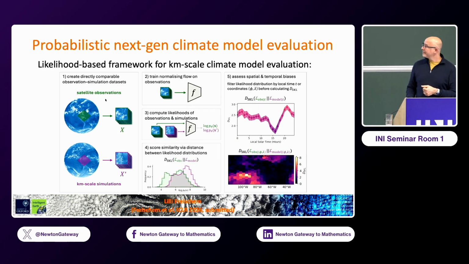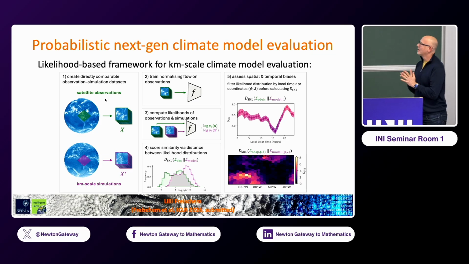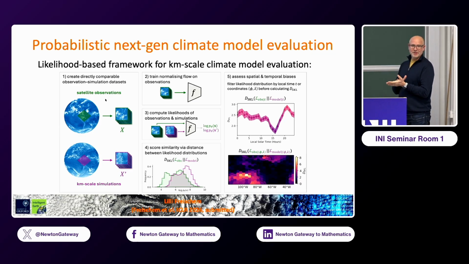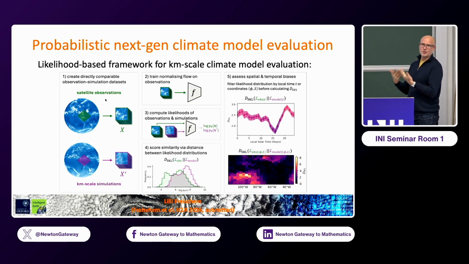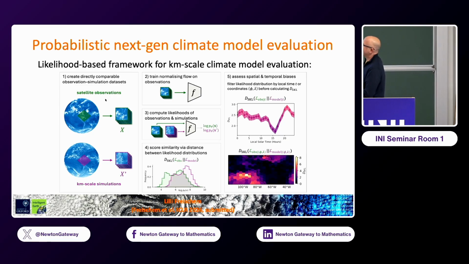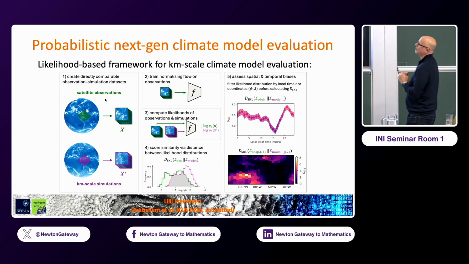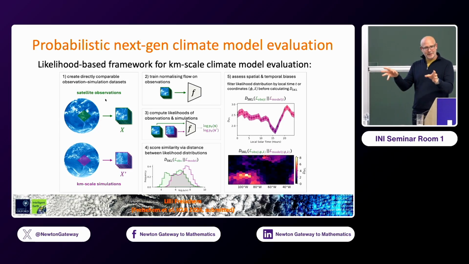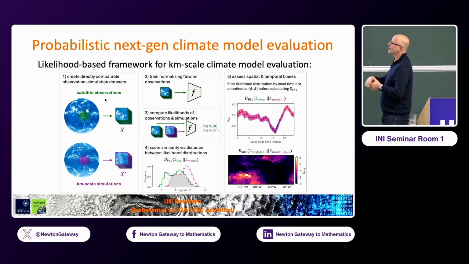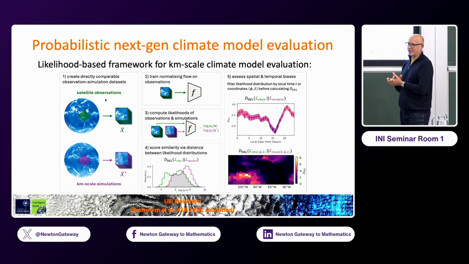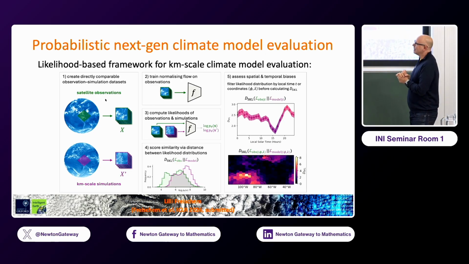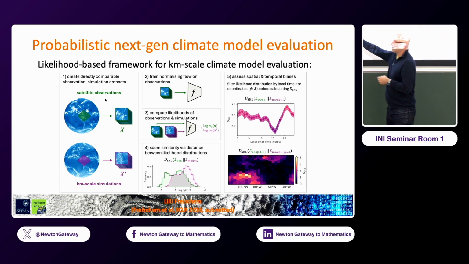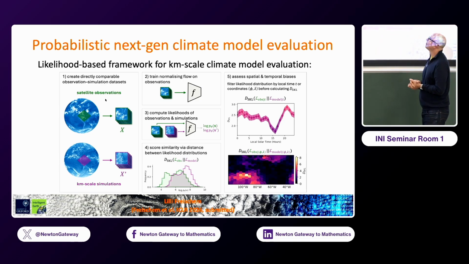So we've worked on a probabilistic framework to assess how well a kilometer scale climate model simulates cloud structures as compared to observation. And the idea here is it's a likelihood-based framework. First of all, we generate data sets that are comparable on the same grid between observations and models. So we use satellite observation from a geostationary satellite. And then we have this in the same representation, also kilometer scale simulations.